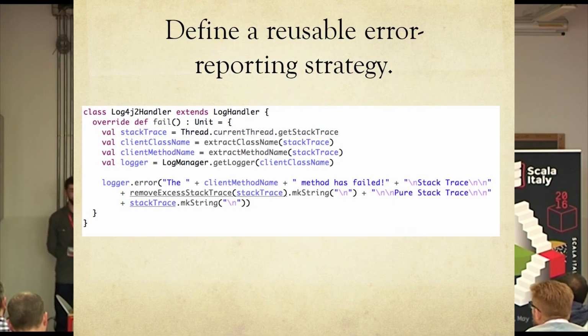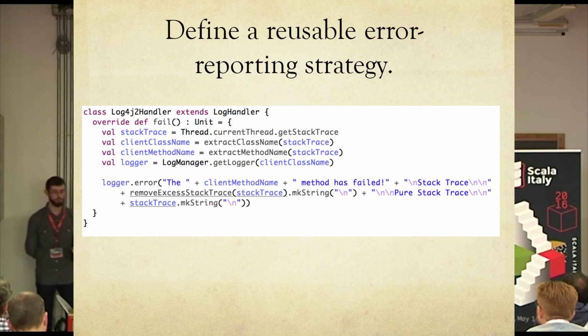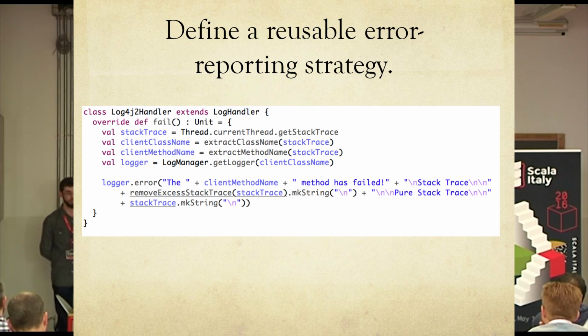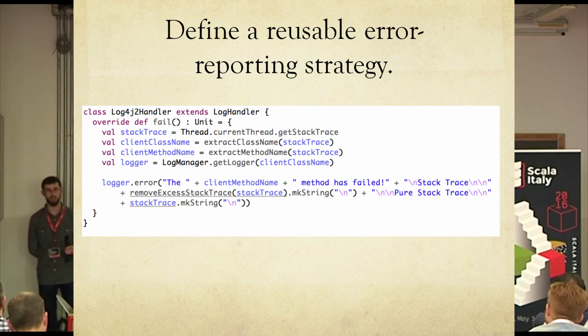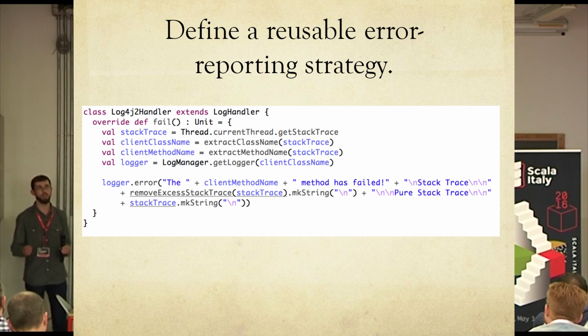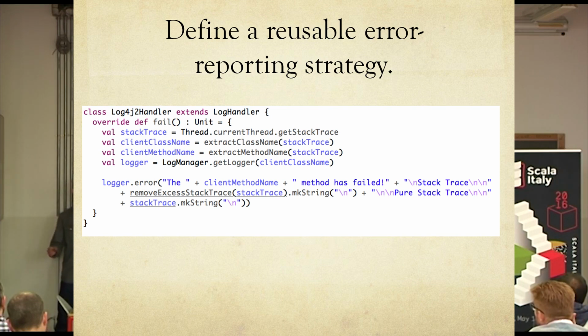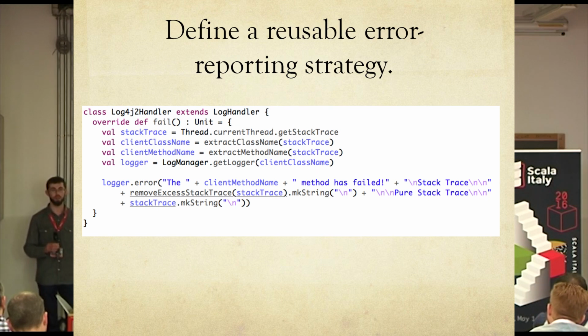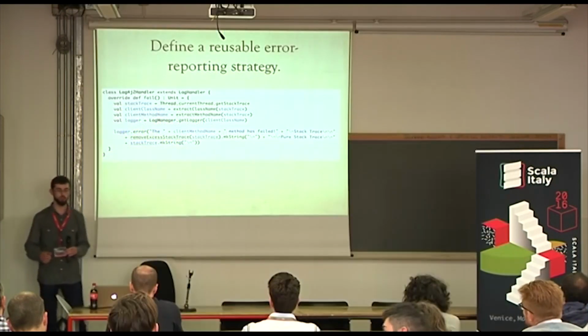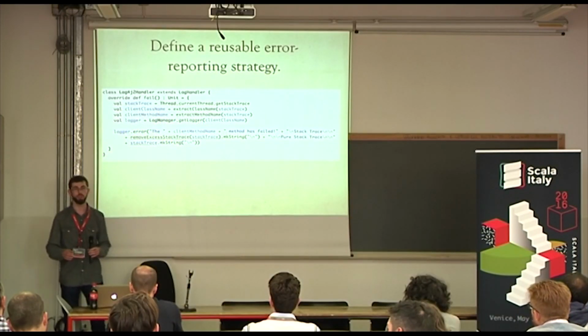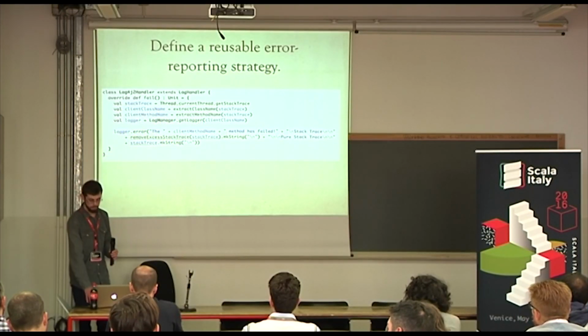So we define this reusable error reporting strategy. It takes the method names, and if the naming's good, that'll be enough in the logs to know what exactly went wrong. There's some messing around that had to be done with the stack trace because the place where it takes the stack trace is not the same as the method which failed, but because it's within the API, the number of stack frames is fixed. So you know what number of stack frames to chop off the top.